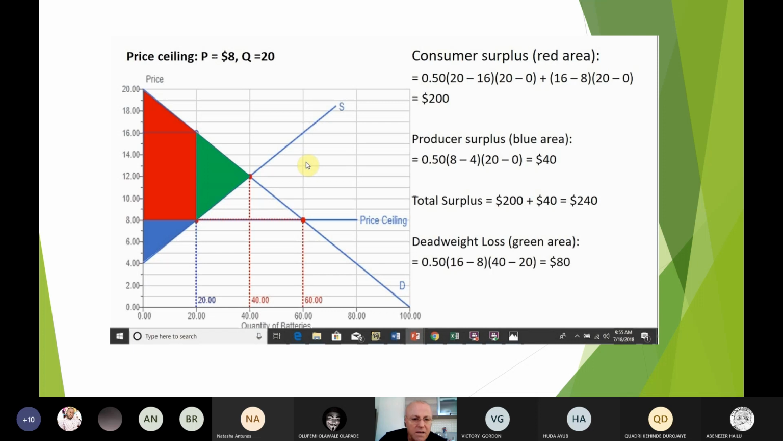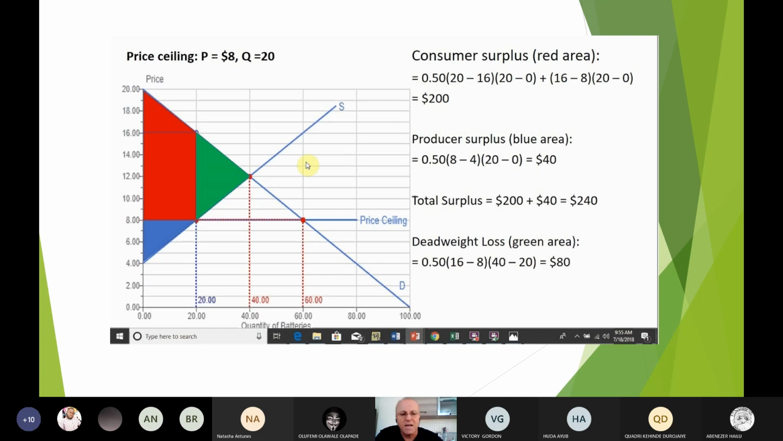As you see, there is a red figure, a red area, for which you first have to calculate the rectangular area. This is 16 minus 8 multiplied by 20, which calculates the rectangular area. Then you calculate the upper right-angled red area, which is 20 minus 16, giving 4, multiplied by 20 and divided by 2.